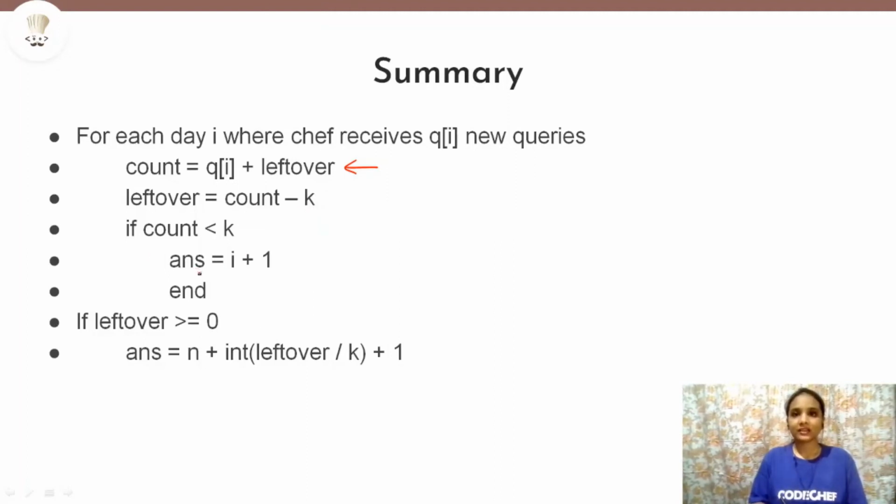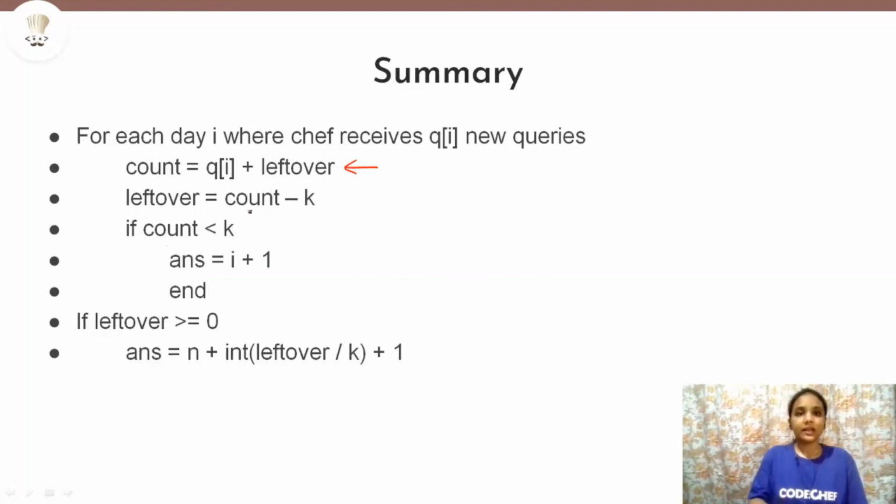Then our check for finding the answer will be that if count is less than k, that is, if the total number of queries that chef has to answer is less than the maximum number of queries, then we have got our answer. That means on that day only, chef is answering less than k queries. So our answer will be I plus 1.